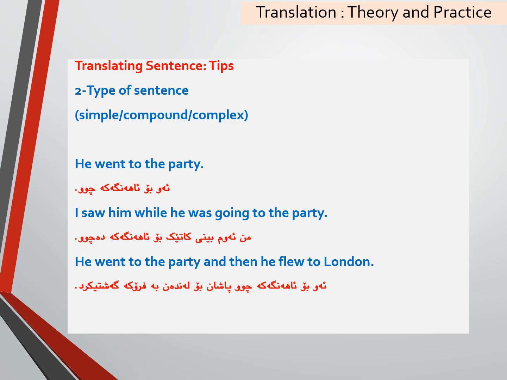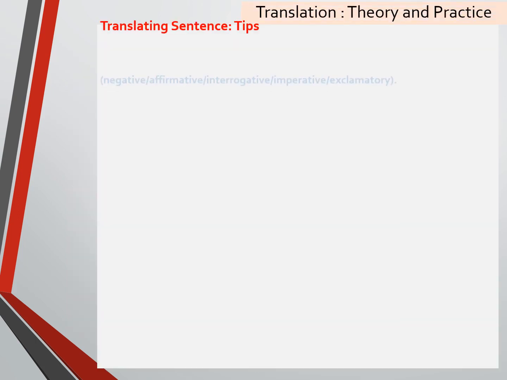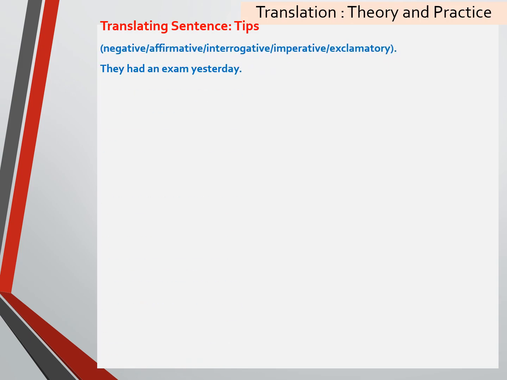So each sentence has its own subject, its own verb, and its own complement, so that nothing is missed in this process. This is one classification of types of sentence, whether it is simple, compound, or complex. Another type of sentence could be negative, affirmative, interrogative, imperative, exclamatory. We have all these types of sentences, and it would be good for translators to know the type of sentence that they are going to translate.